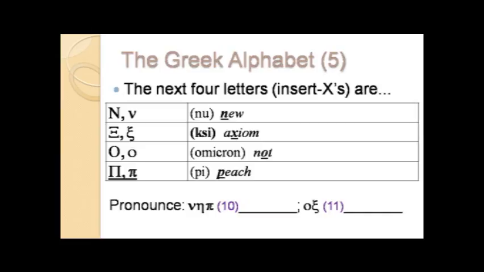So what looks like a lowercase v is actually an N sound, and the letter is pronounced nu, and it makes an N sound, n. And then, like I said, right after that you're going to insert an X sound, x, xi. It sounds like the X in axiom, xi.